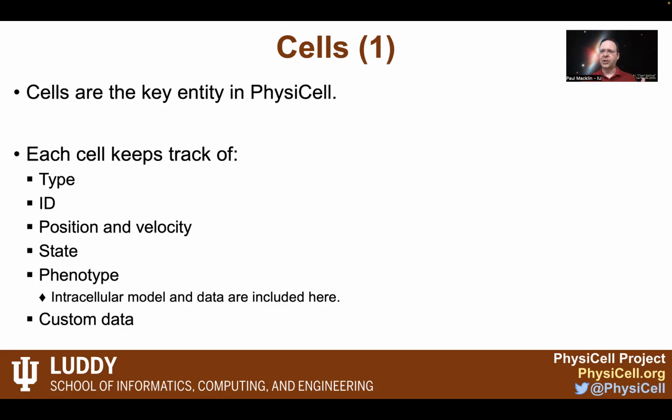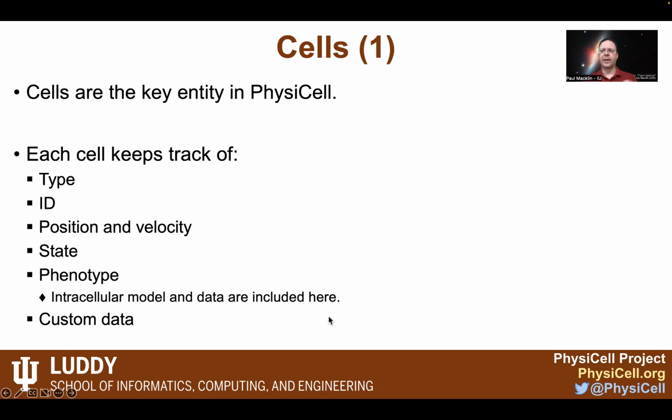So based on the cell definition, when you created that cell type, it will have a unique integer identity code for what type of cell it is, so you can do quick and easy comparisons, and also a character string name, so you can keep yourself sane, and also a unique integer ID. Each cell will keep track of its own position and its velocity. It will have a state, which will have a few variables that are really important for particular interaction testing, and then a behavioral phenotype, including intracellular model and data included there.